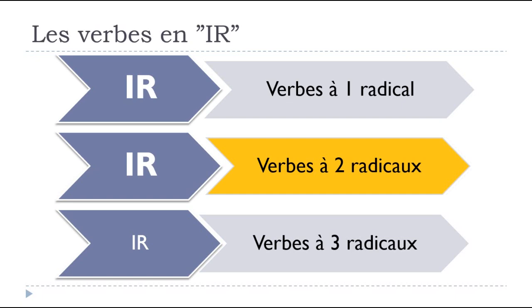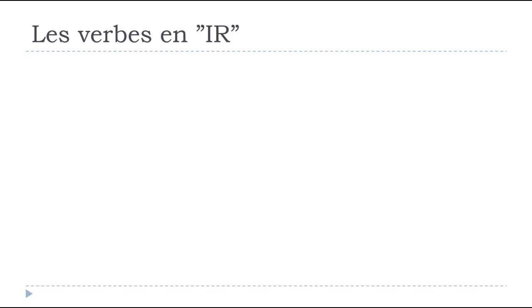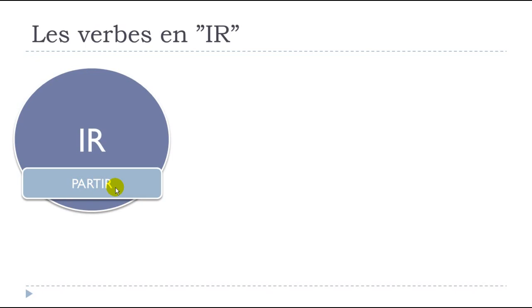Okay, so now let's see the second group. So what we call les verbes à deux radicaux. And so we'll take partir. Partir is to leave. We use this verb quite often, okay? So basically it's quite important to see how to conjugate that in the present. And so, as I said, the idea is that we will have two different roots, two different stems, okay? And the first one will be PAR for the singular form. So we're talking about je, tu, il, and elle. So the singular form, okay? And then for the plural form, we will have PART, okay? And we're talking about nous, vous, ils, elles.